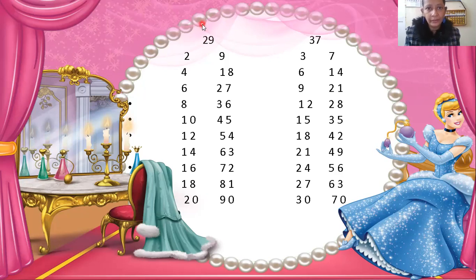We have to make the table of 29. So first what we will do, we will draw the line. See, 2 is a 1 digit number, 9 is a 1 digit number, 4 is a 1 digit number, but 18 is a 2 digit number. So we will draw the line from here. So I'm going to draw the line.